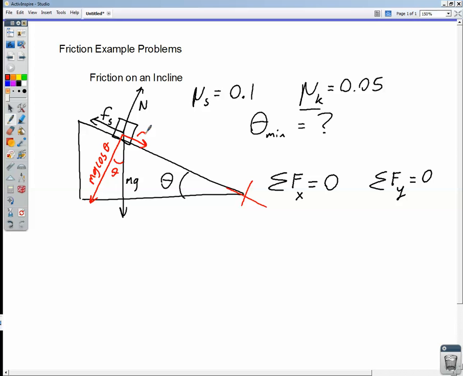Oh boy, what do you call that? The vector component, that's it. Our x component is going to be mg sine theta.